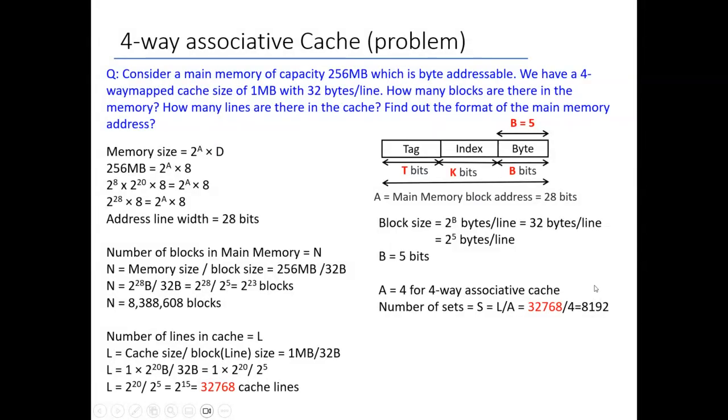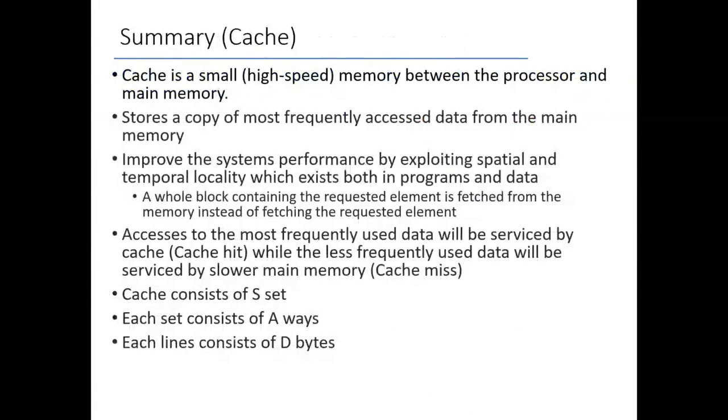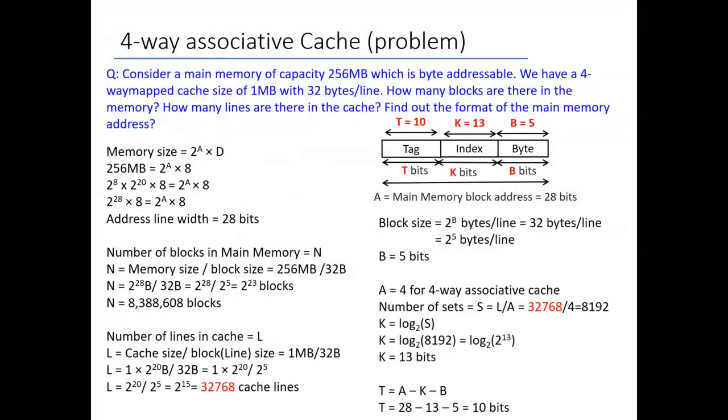It is actually 8192. And if you go there, what is K? K is log 2 S, which is how many bits will be required for the index field, and this field is 13 bits. And now we compute T is equal to this, so now we have 10 bits. Got it or not got it? Any question? Is it clear?